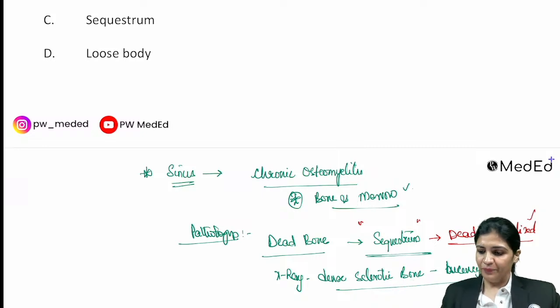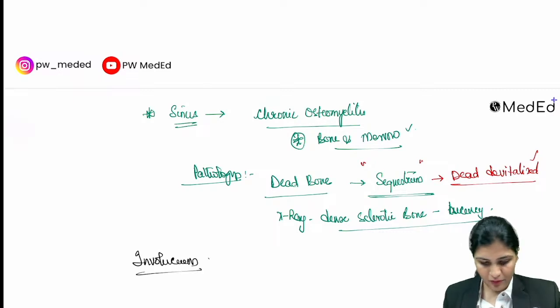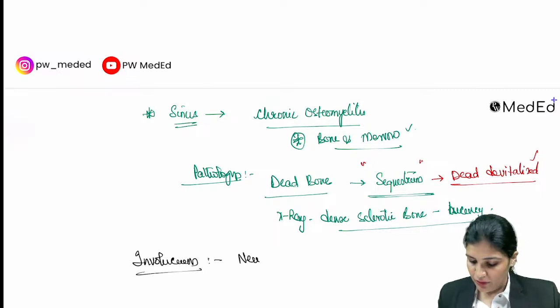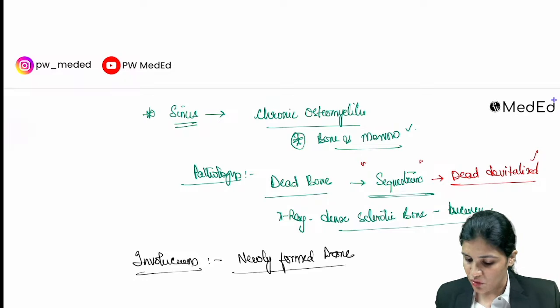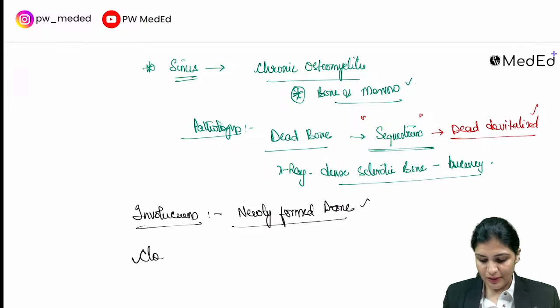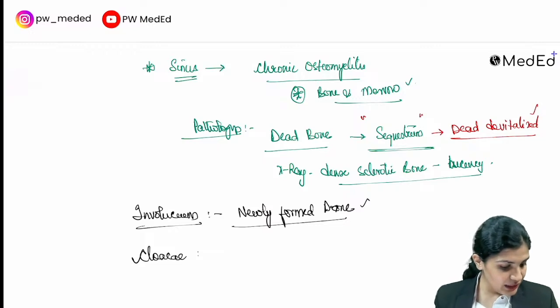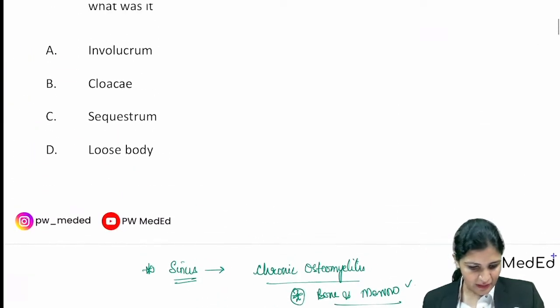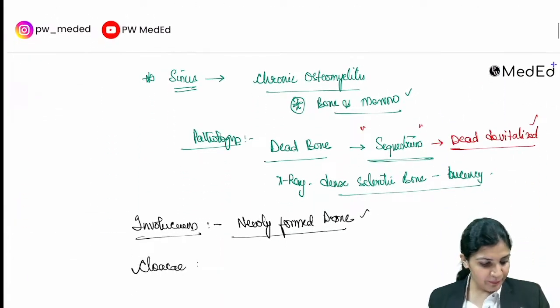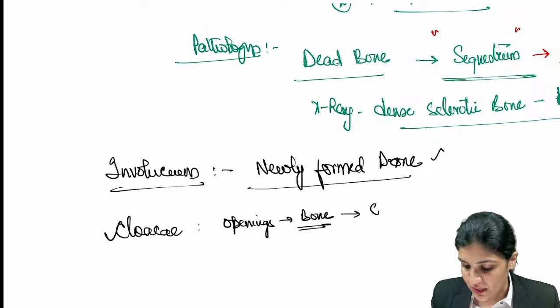And what is involucrum? Involucrum is newly formed bone. This is because of the reaction; there is a new bone formation which is called involucrum. Now, if you all know, can someone answer what is cloaca? Yes, most of you have answered it right. The answer is Khan. Vikas has answered B. So Vikas, what is cloaca? Cloaca is the opening you see on the bone through which the sequestrum comes out, right?